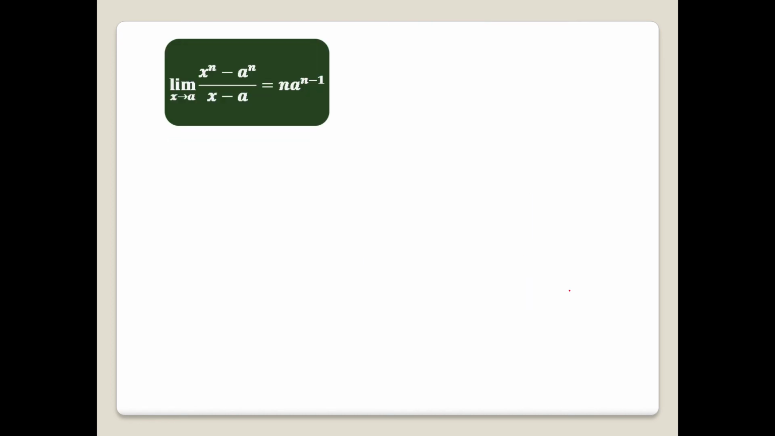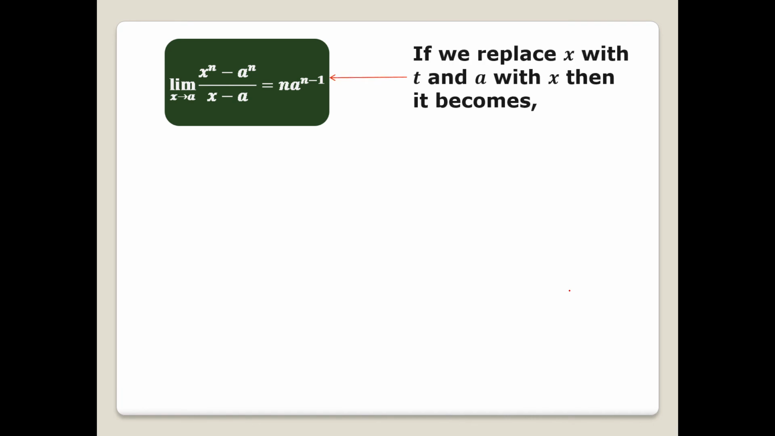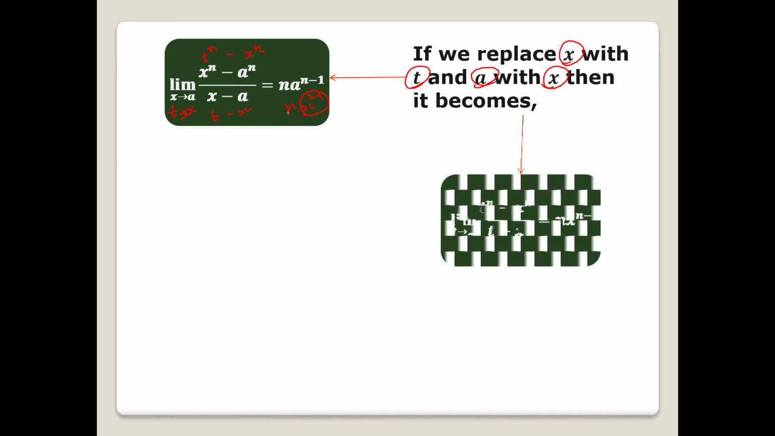See, we have to understand the structure, okay? The formula is limit x tends to a, x raised to n minus a raised to n upon x minus a, which is equal to n a raised to n minus 1. Now what if I replace x by t? If I replace x by t and a by x, then the formula will be limit t tends to x. This will be t raised to n minus x raised to n upon t minus x, and the answer also will be changed to n x raised to n minus 1. That means I will get the answer in terms of x. Okay, like this, see.